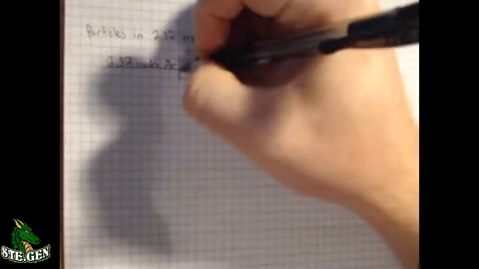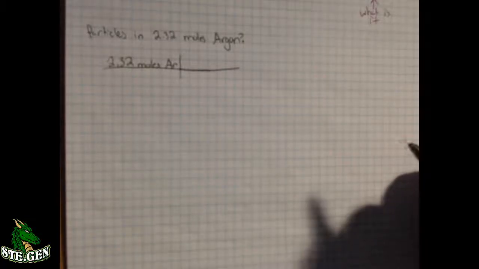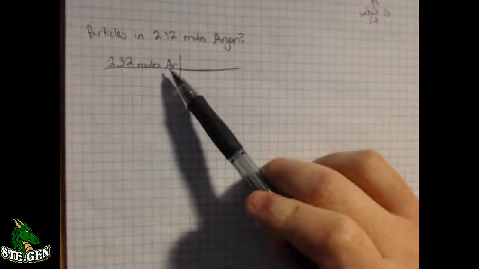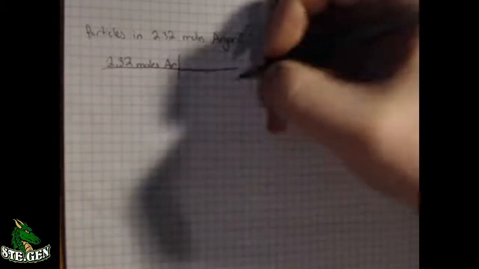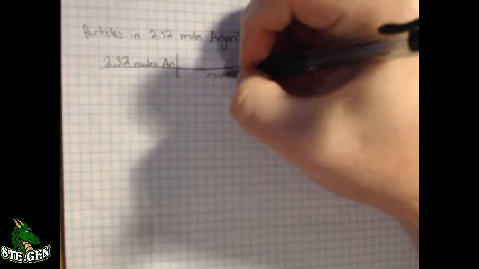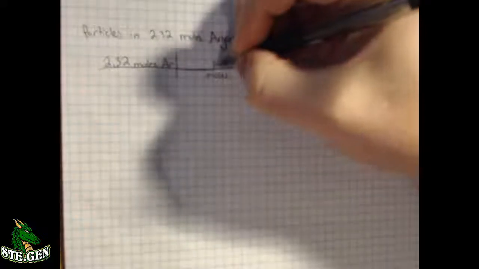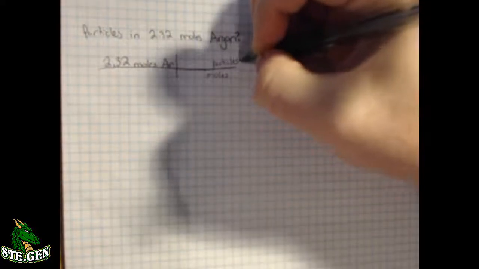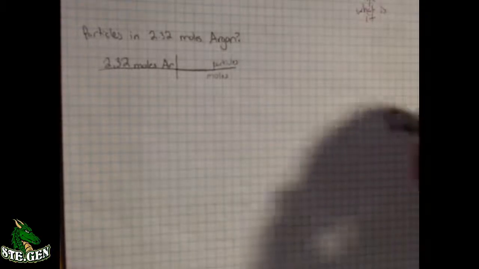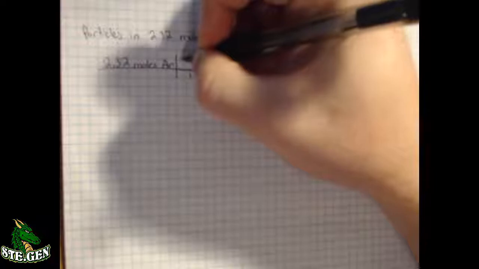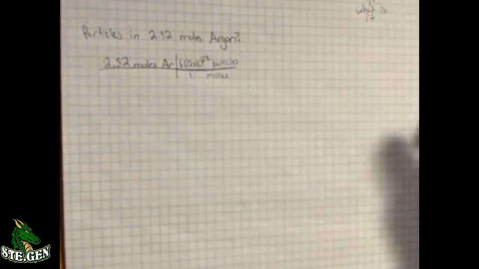So we'll put our dimensional analysis box. We now have moles of argon on top, and we want to cancel that. We want to get particles on top. So we'll need to put moles on the bottom and particles, because we do have a direct conversion factor for that. We can go 1 mole is 6.02 times 10 to the 23rd particles.